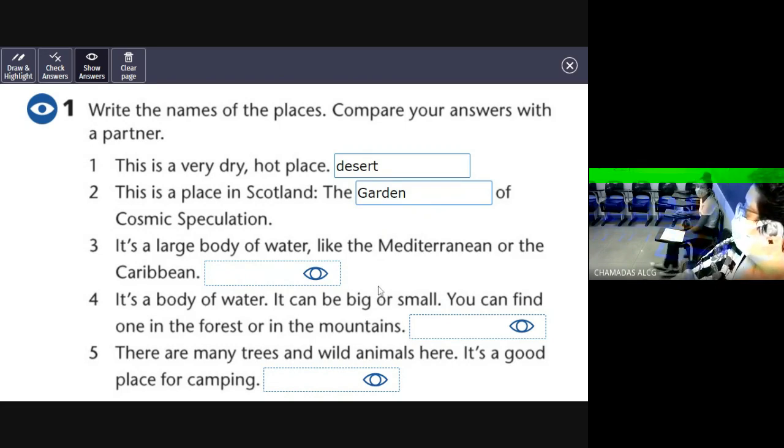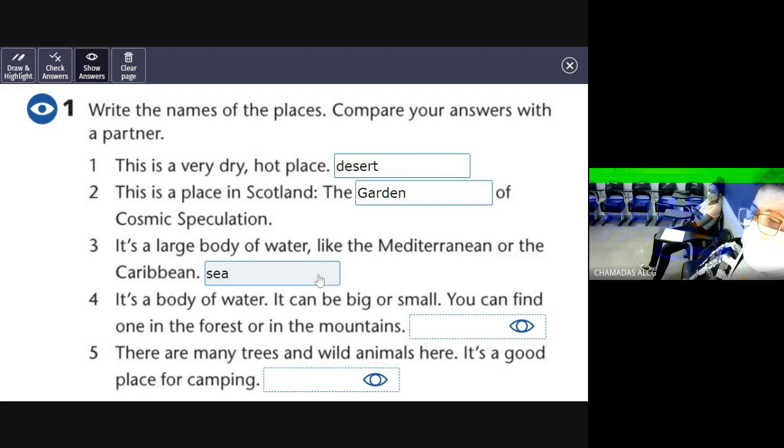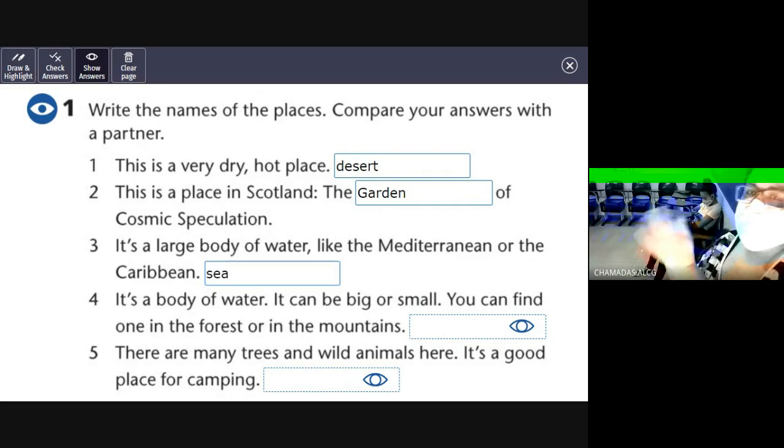What is that? River. No, that's not a river. The Caribbean. I don't know. Like the Atlantic, the Pacific. Ocean. Sea. Yes. It can be ocean or sea. Okay? A large body of water. The Mediterranean Sea, the Caribbean Sea.